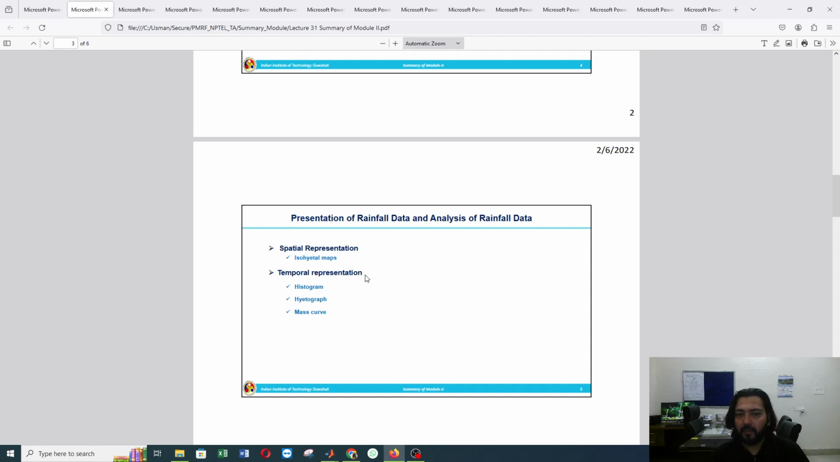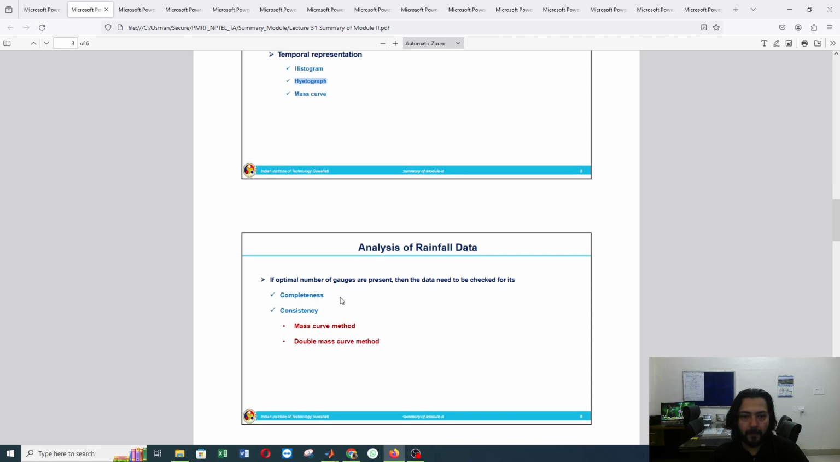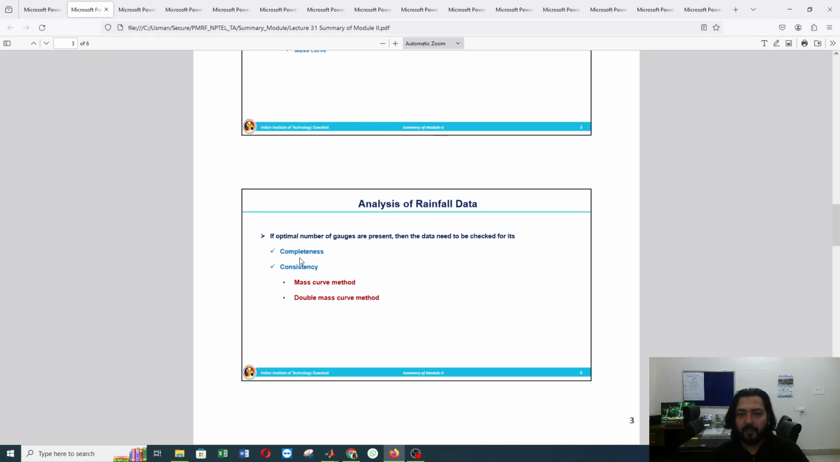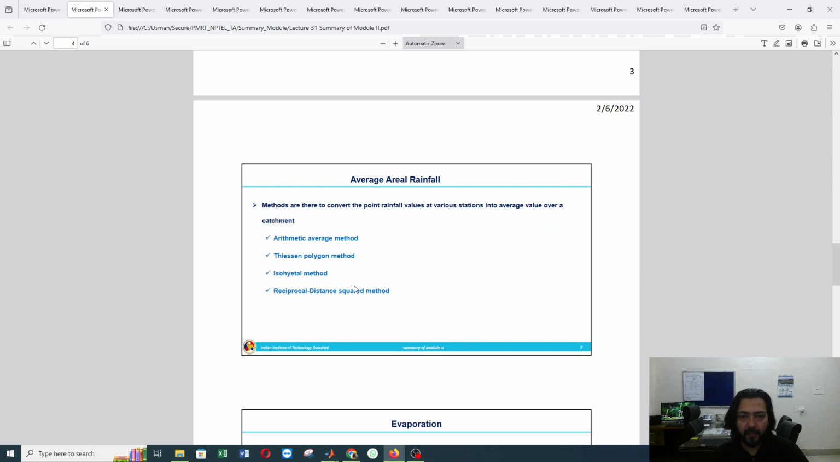Then we talked about temporal representation. Here the important thing is the hydrograph, and we should remember what a hydrograph is. A hydrograph is nothing but the graph between rainfall intensity and time, right? Then we talked about a very important thing, which we have also looked into from a numerical perspective: how to determine the optimal number of gauges, and how the data need to be checked. Here we talked about the mass curve, double mass curve and mass curve method. Then we talked about a few different methods for taking the average of areal rainfall. The important methods here are the Thiessen polygon method and the isohyetal method, right? So we have to revise the limitations of Thiessen and the advantages of isohyetal also.